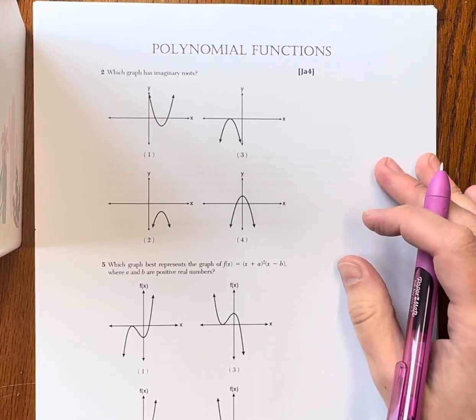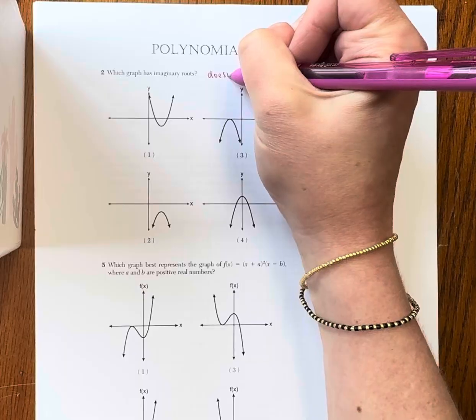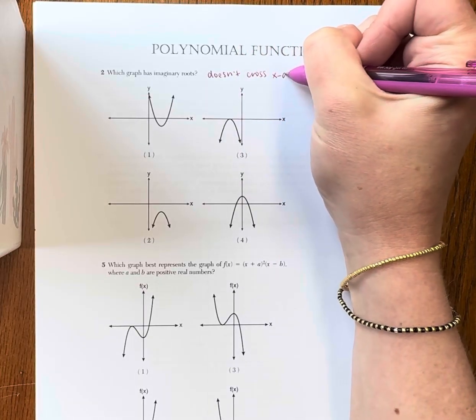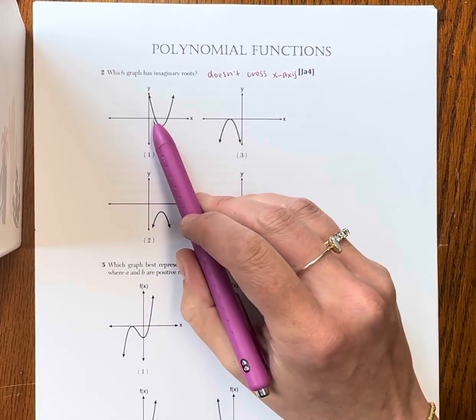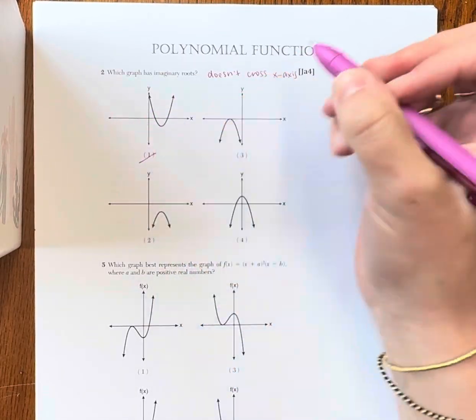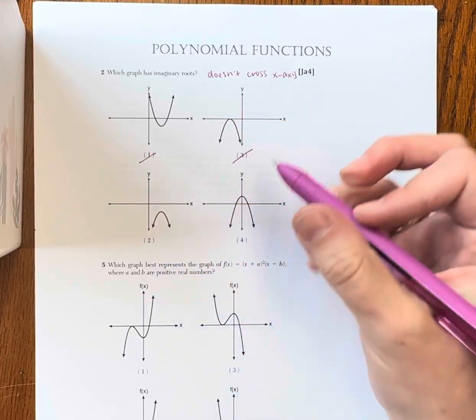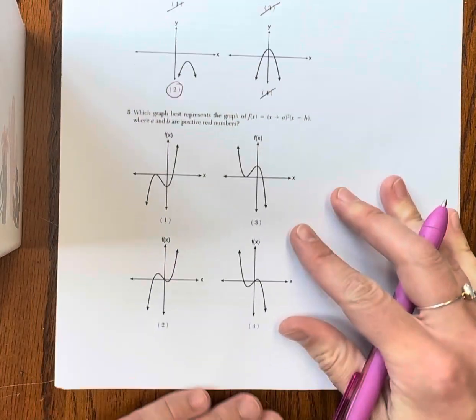Number 2 says, which graph has imaginary roots? So you're not going to see them at all, touch or cross the x-axis. This touches the x-axis, so no. This touches the x-axis, no. This one looks good, it doesn't touch the x-axis. This one touches the x-axis, so option 2.